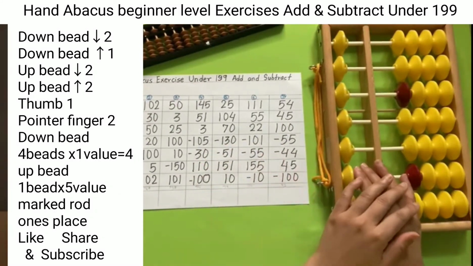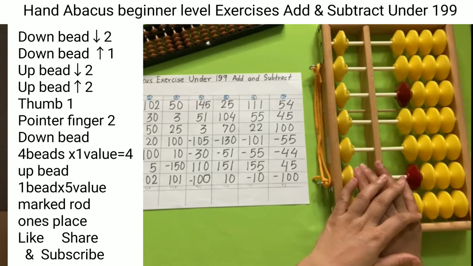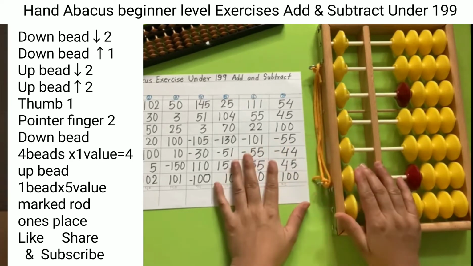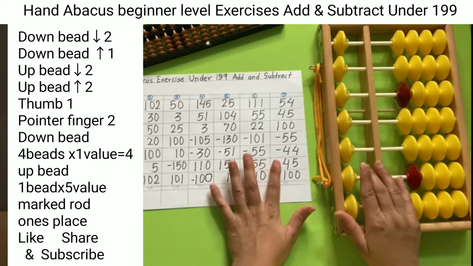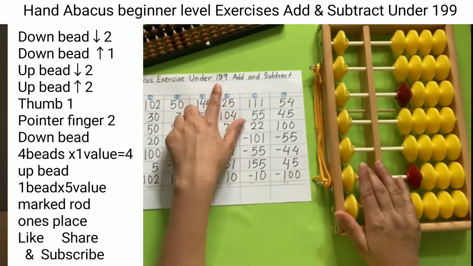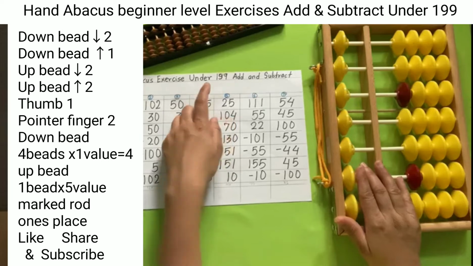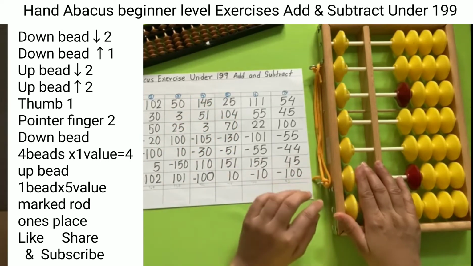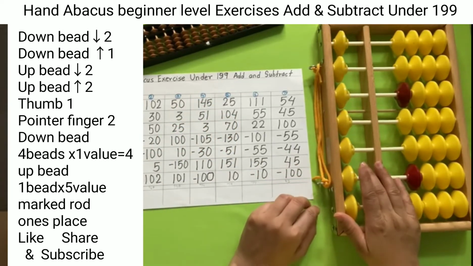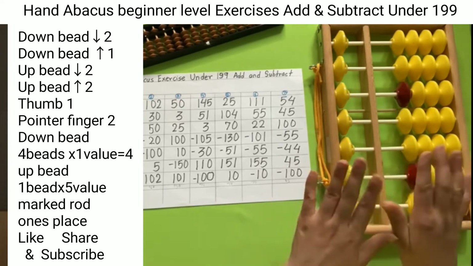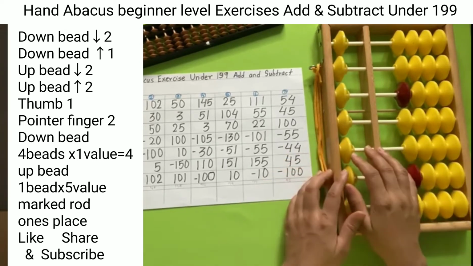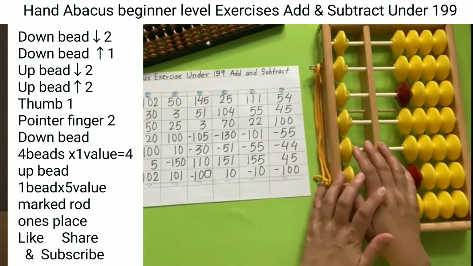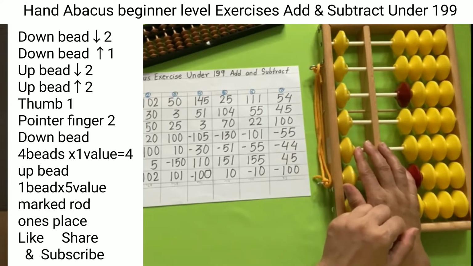We are doing addition and subtraction without any techniques, and these exercises are for beginner level. In today's episode, I'm going to use numbers under 199. If you want to do addition and subtraction with the techniques, you have to watch my other episodes. Please check my description box. And for the introduction about abacus, its values, and its finger process, please watch another introduction episode. Link is in the description box.